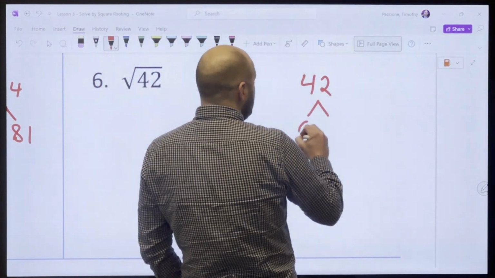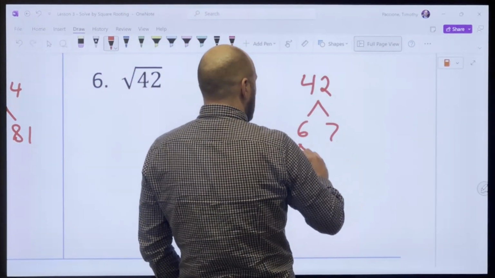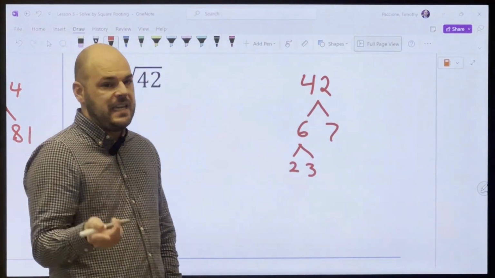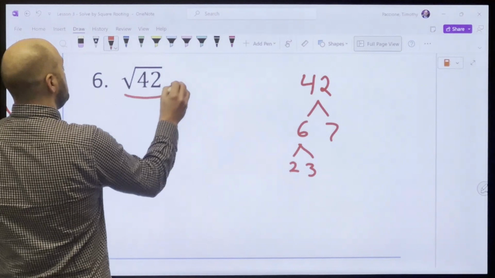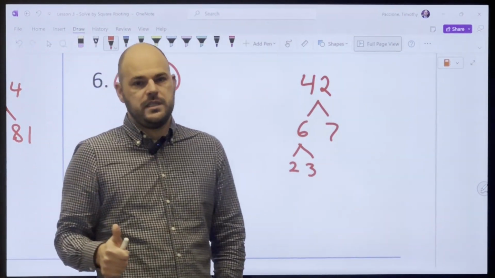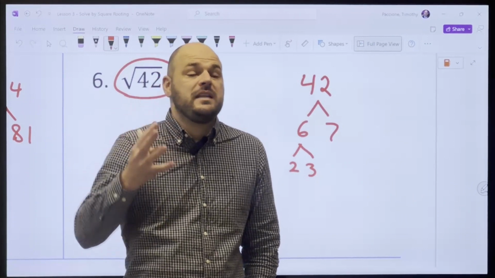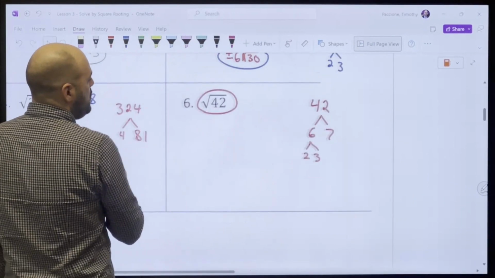So I know 6 and 7 go into this. And then I can do 2 and 3. There's no perfect square in there, right? If that's the case, this might happen. Just circle your answer, you're fully simplified, right? So that might happen. You might get an answer that you thought you could break down, but it's actually fully simplified.